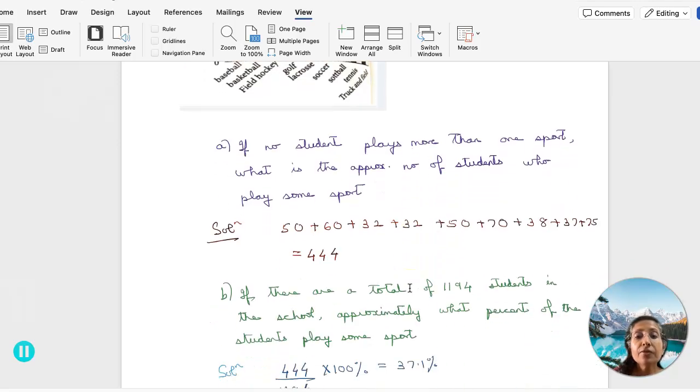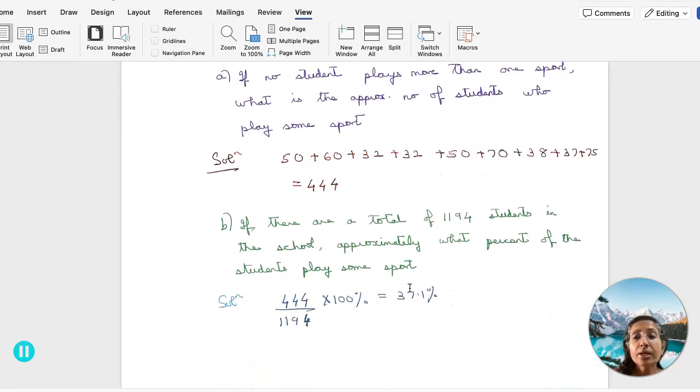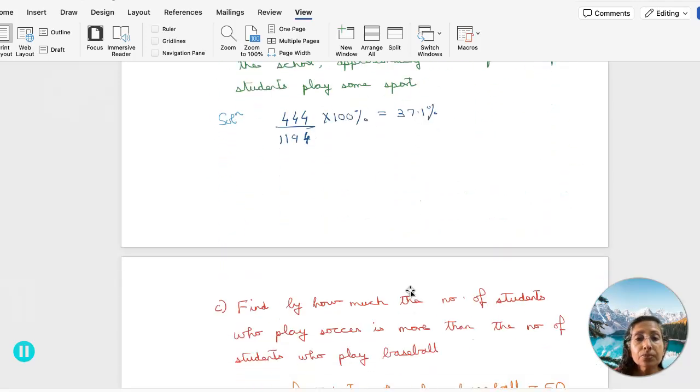Okay, question B. If there are a total of 1194 students in the school, approximately what percentage of the students play some sport? We just saw that 444 students play some sport. So the approximate number out of the total number will be 444 by 1194 into 100%. So that will give you 37.1%. So approximately 37.1% of the students play some sport.